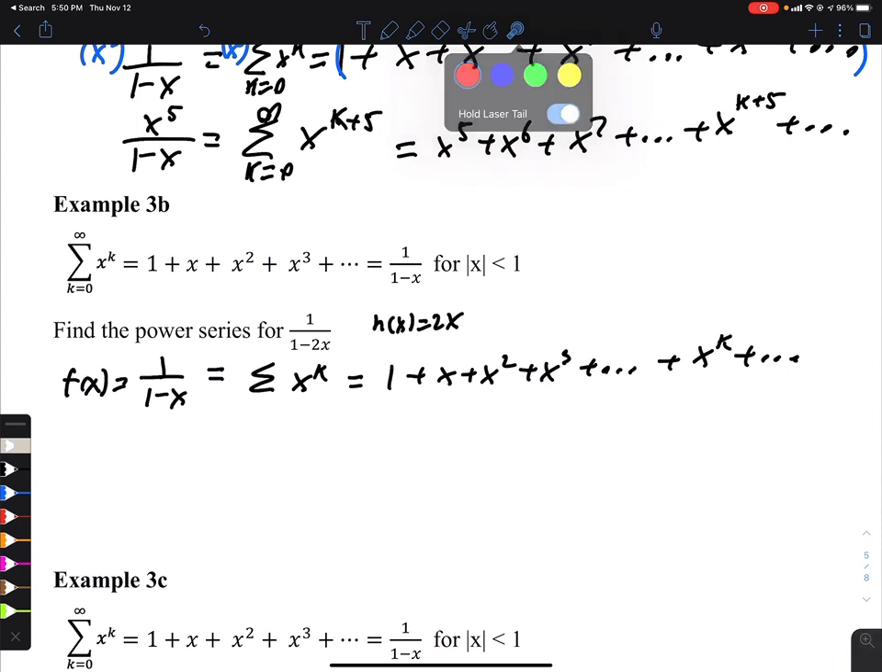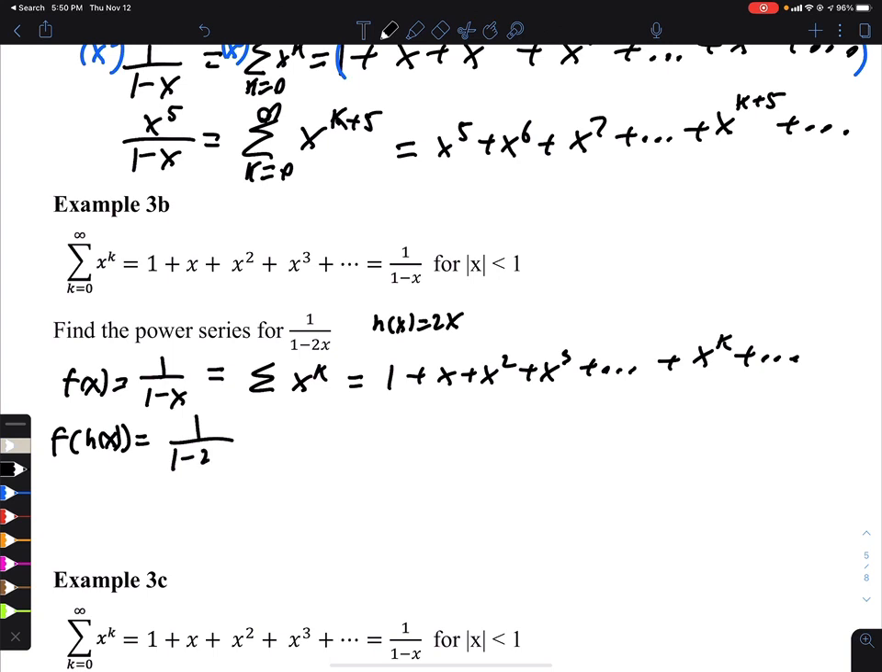We want a 2x there. So that is f of h of x. You replace all the x's with 2x. So then, in our summation notation, that x is replaced with a 2x. And in the series, you replace all the x's with 2x.